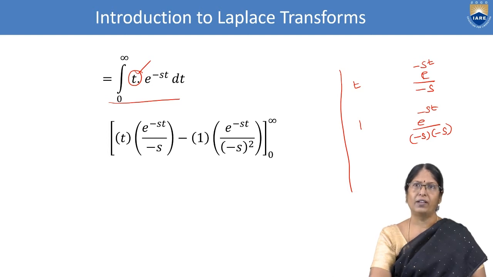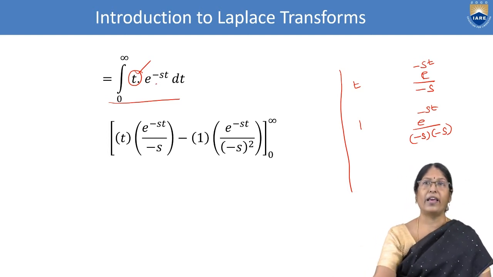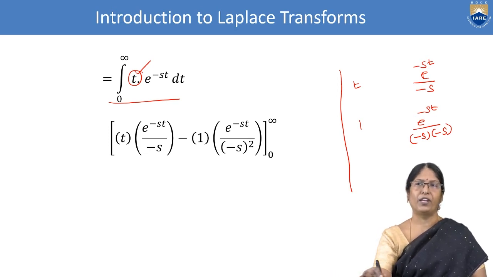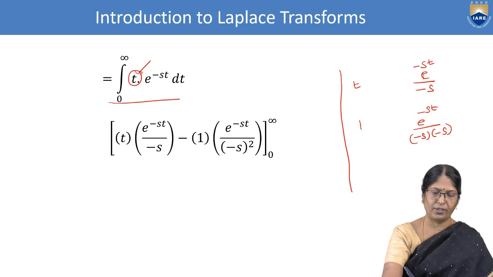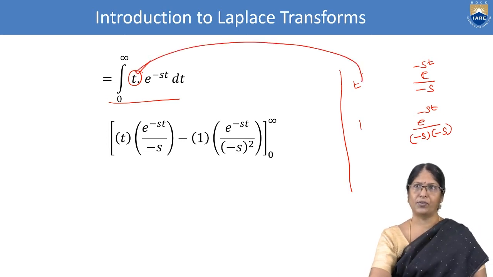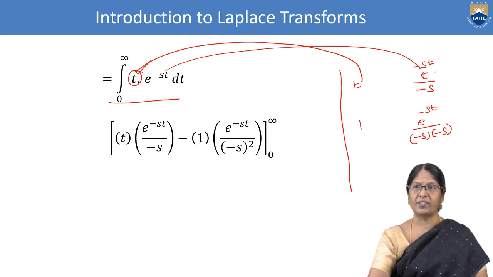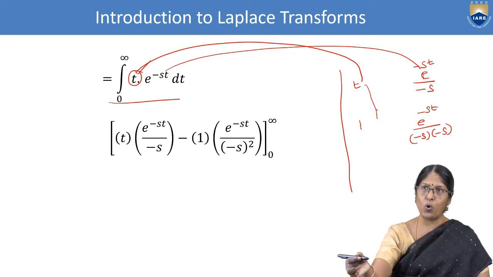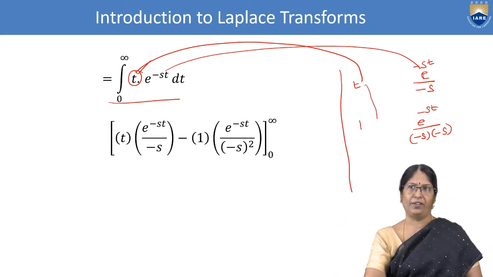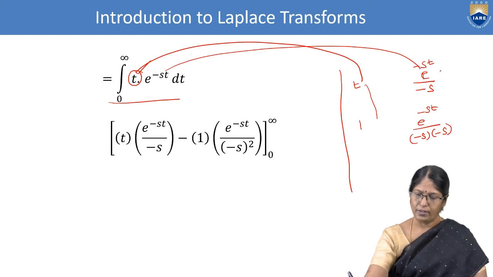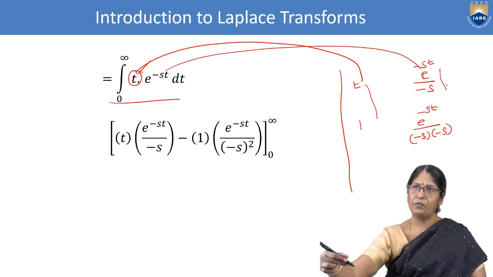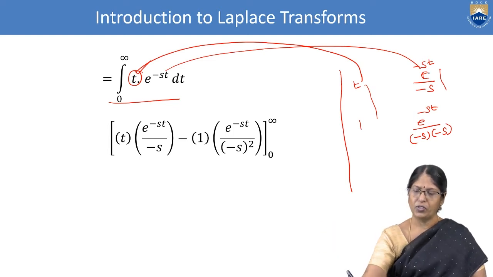This integral, if it is an algebraic and exponential combination, we can use this method. First, the algebraic term is written. The exponential term we integrate, and we write it as e power minus st by minus s. The algebraic term we differentiate once, and the exponential term we integrate. So e power minus st by minus s, where the minus s already exists, that's what is written here.